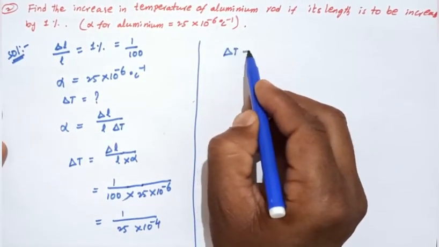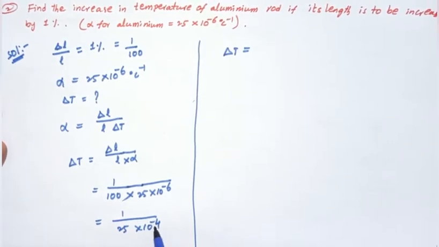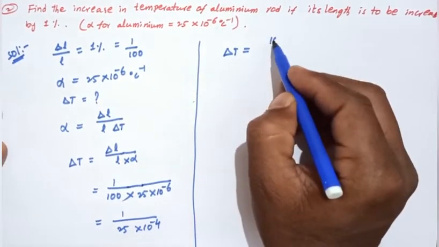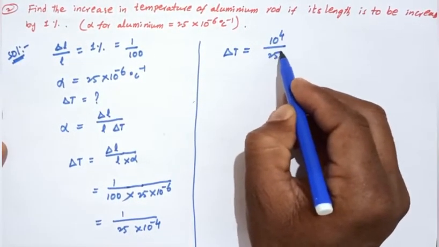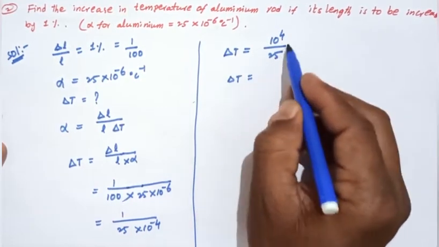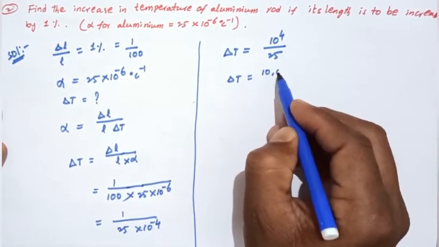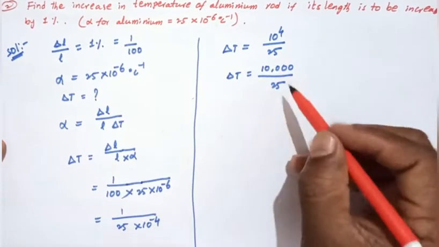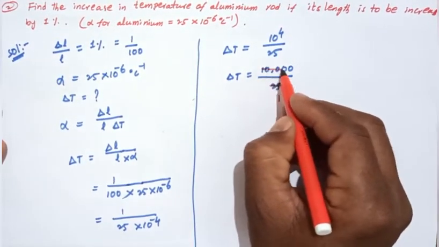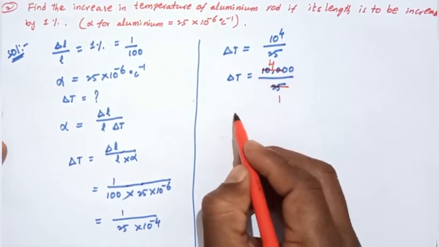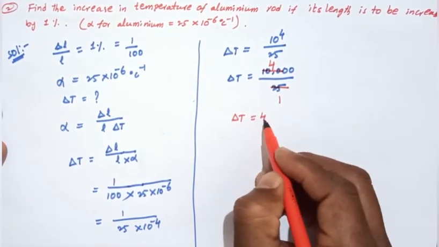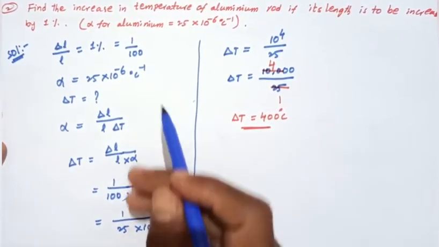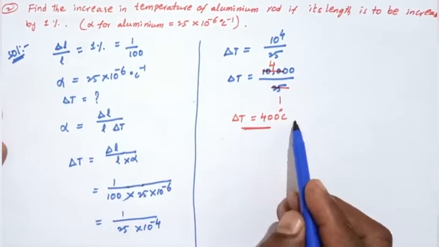So from this equation, delta T equals 10 to the power of 4, since 10 to the power of minus 4 is in the denominator and is taken to the numerator, 10 to the power of 4 divided by 25. So delta T equals 10,000 divided by 25. 25 ones are 25, 25 fours are 100, remaining 2 zeros. So delta T equals 400 degrees Celsius. So this is the answer. The increase in temperature is 400 degrees Celsius.